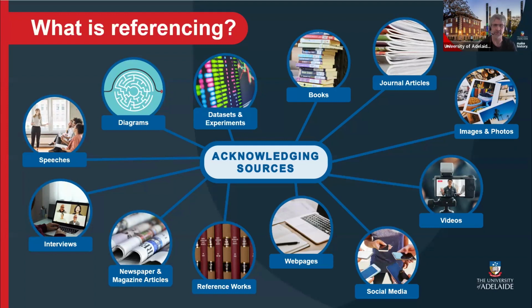So that includes all of these different examples of course books and journal articles, but even things like images and photos, videos, social media, web pages, and even artificial intelligence, which is something that's sort of new on the horizon, but it's something that people are using quite a lot these days, especially in their assignments. So you need to acknowledge that you're actually using it.